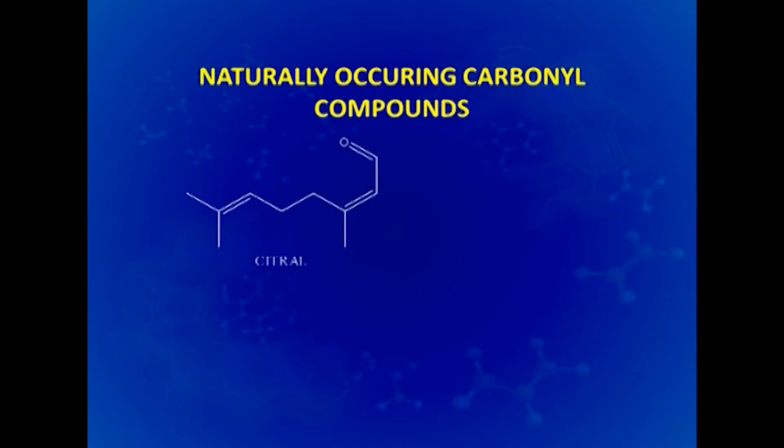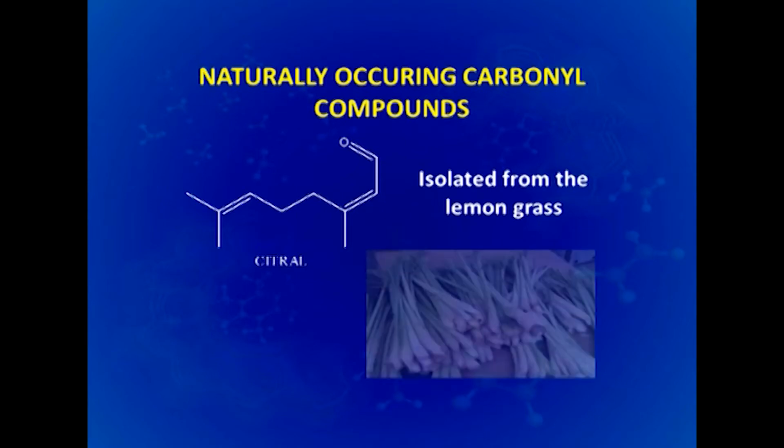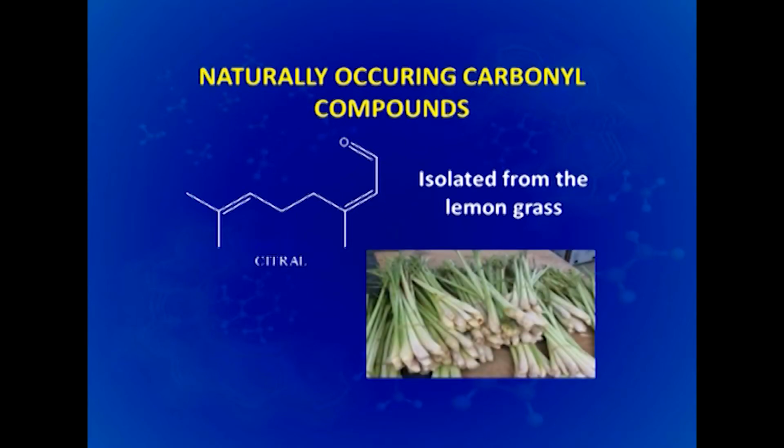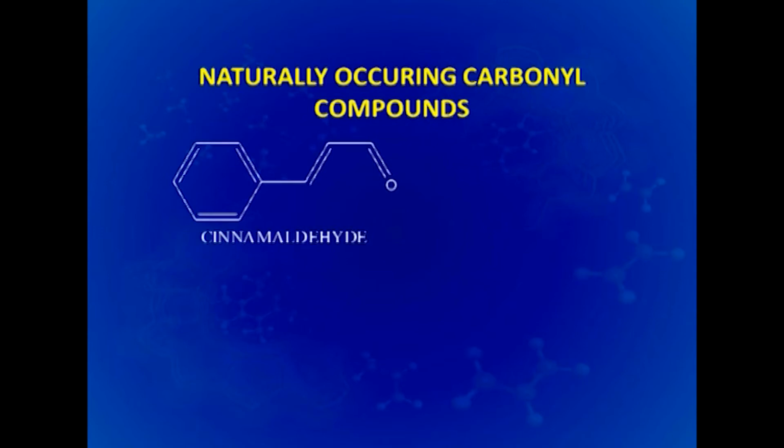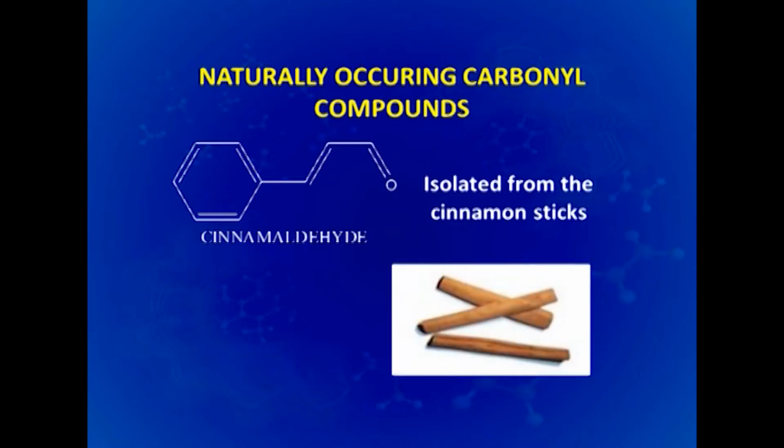The first one is the compound citral, which is isolated from lemongrass, and normally we are using it in so many medicines. And the second compound is cinnamaldehyde, that is isolated from cinnamon sticks, which we use every day in masala.